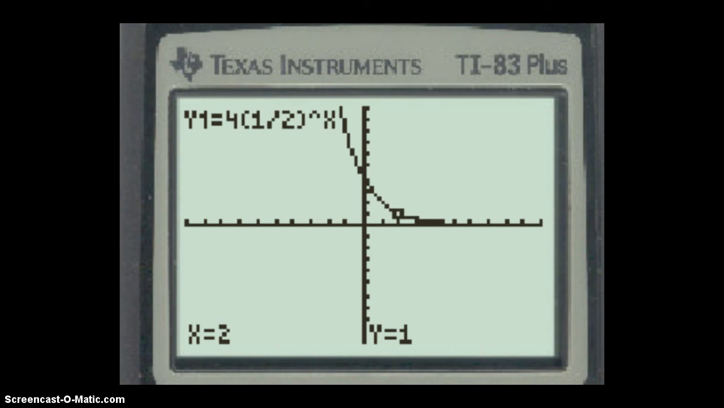Let x be 2, y is 1. Let x be 4, y is 0.5. And the function will continue to decrease forever and ever and ever towards the x-axis, never actually touching it.